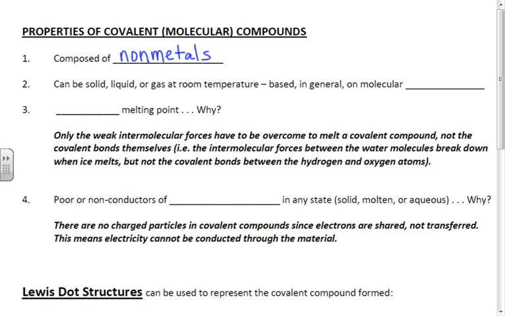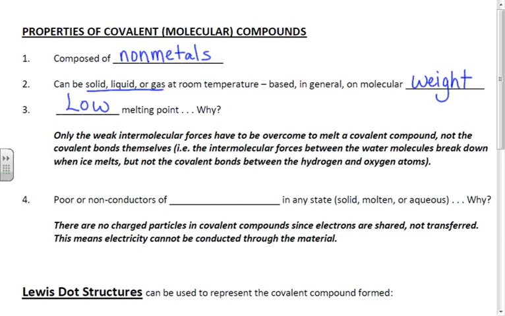And while ionic compounds tended to mostly be solids at room temperature, molecular covalent compounds can be solid, liquid, or gas. It all depends on their molecular weight, or their atomic mass, however you want to say it. In general, they're going to have low melting points like the stearic acid that we saw in the lab.